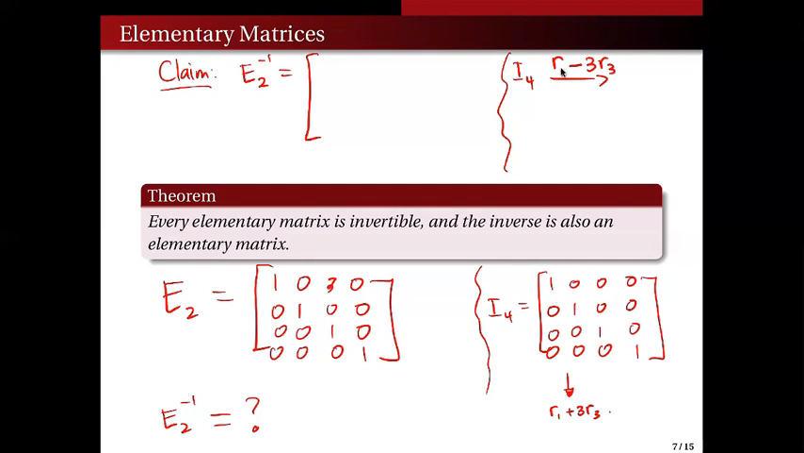So I claim that E2 inverse is the matrix. From this, we apply here 1 minus 0, that's 1. 0 minus 0, that's 0. 0 minus 3, correct? So you have negative 3, and then 0 minus 0, that's 0. And then you just copy the second until fourth rows. So I claim that this is the inverse of E2.